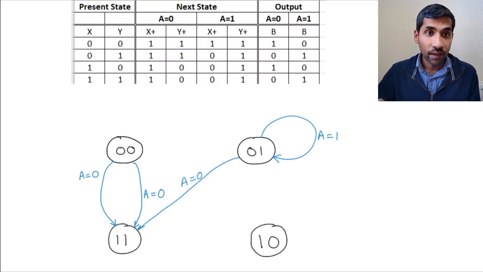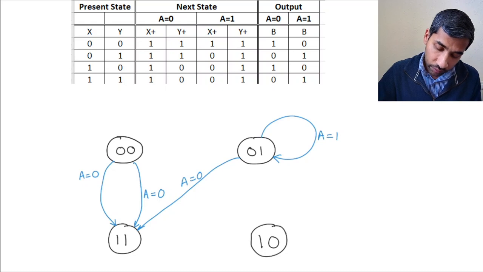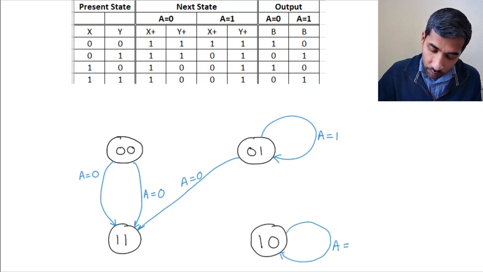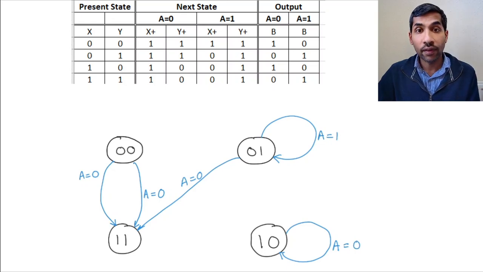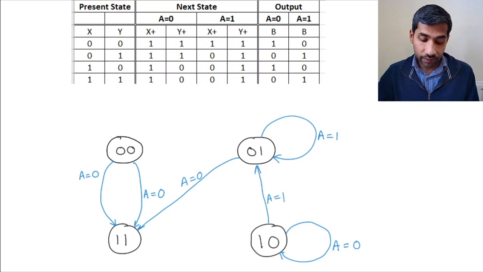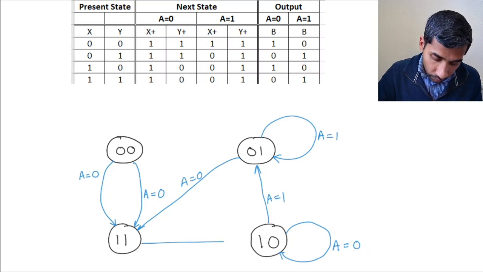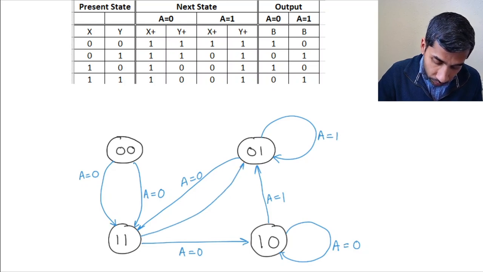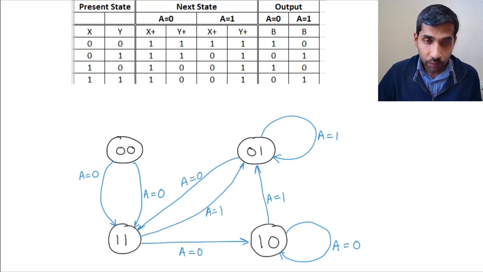So if you are at 1 0 and you get an input of 0, you remain in 1 0. So that's a equal to 0. And if you have got a equal to 1, you move up to 0 1. So that's a equal to 1. And lastly, from 1 1, you move to 1 0 if you have a equal to 0 as the input, and you move to 0 1 if you have a equal to 1 as the input.